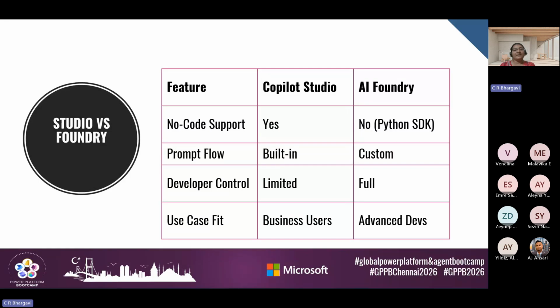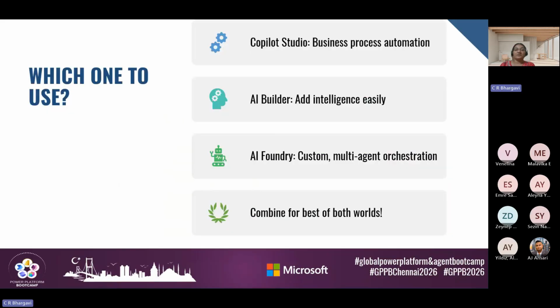So you will be choosing Copilot Studio for business users, and AI Foundry is for advanced dev applications. Now, which one to use in what case is something that we want to plan for. Whenever we are developing business process automations, we will go ahead with Copilot Studio.